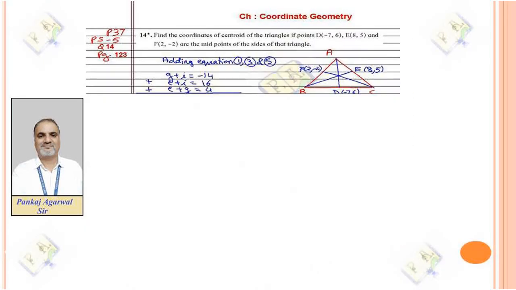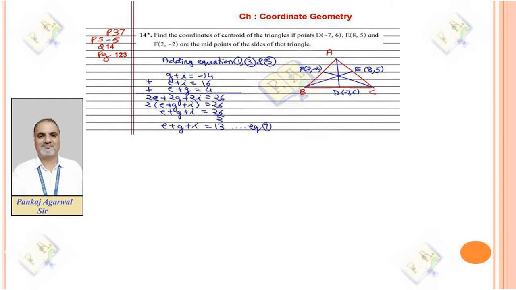Now adding equation 1, 3 and 5, which are all x coordinates, that is g plus i is equal to -14, plus e plus i is equal to 16, e plus g is equal to 4, we'll get 2e plus 2g plus 2i equals 26. Take out 2 common, divide it on the right hand side, we'll get e plus g plus i is equal to 13. Now this will be called equation 7.